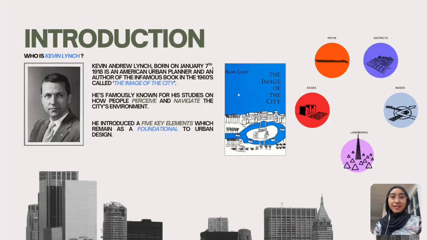So, who exactly was Kevin Lynch? He was an American urban planner who, in 1960, published what many consider an infamous, or more accurately, a legendary book. Lynch wasn't just interested in how cities were built, he was interested in the human experience. He studied how people perceive and navigate their surroundings. Most importantly, he introduced 5 key elements, which you can see represented by these icons on the right. These elements are the building blocks of how we mentally map any city in the world.